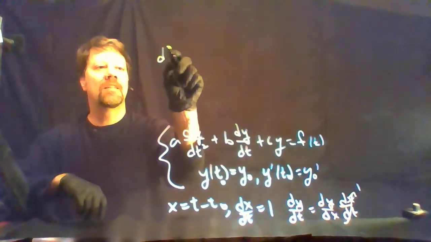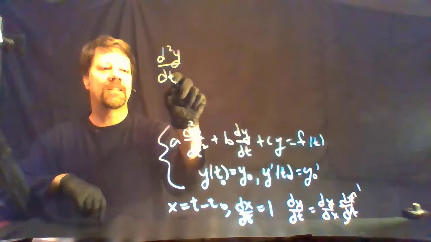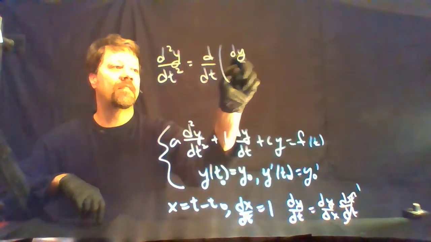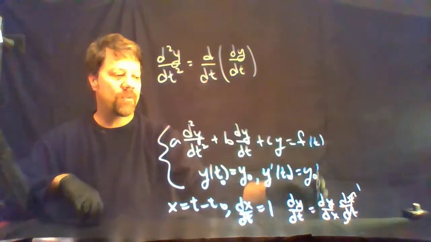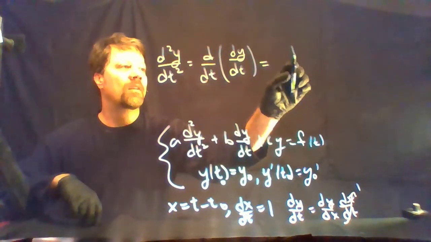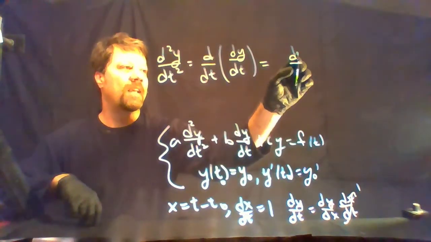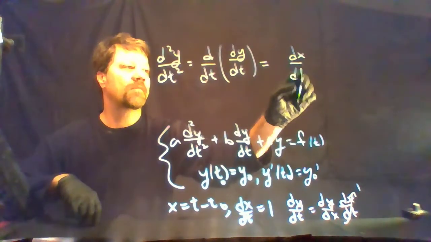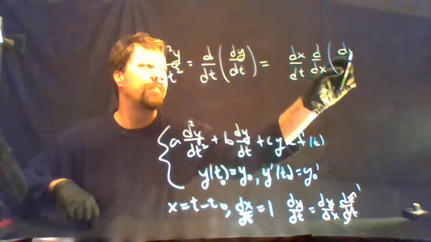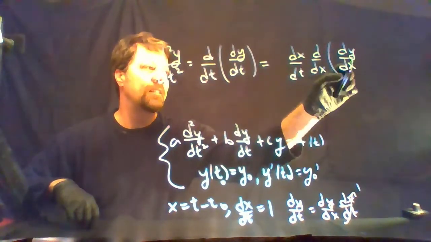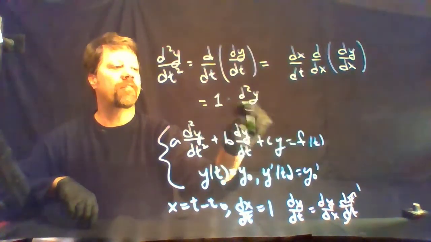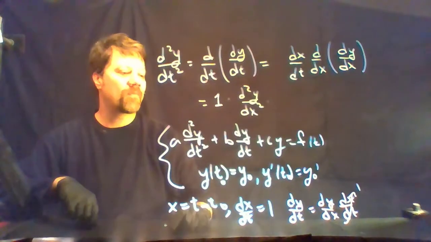Also, the second order derivative of y with respect to t is the derivative with respect to t of dy/dt. We've already seen that dy/dt is dx/dt times dy/dx. We can rewrite this as dx/dt times the derivative with respect to x of dy/dx. And this gives us 1 times the second order derivative of y with respect to x.